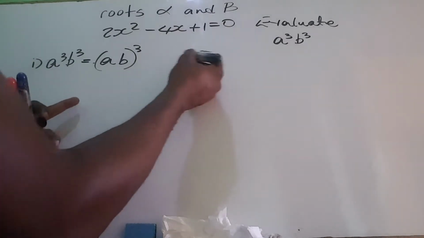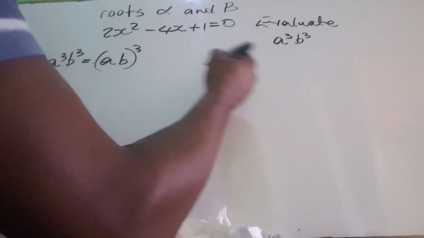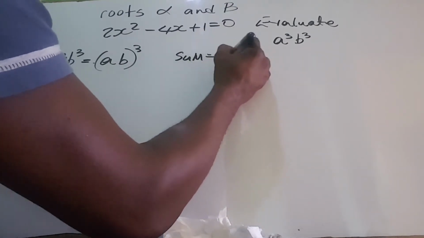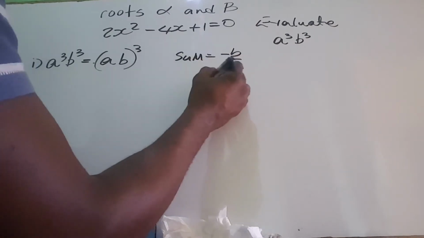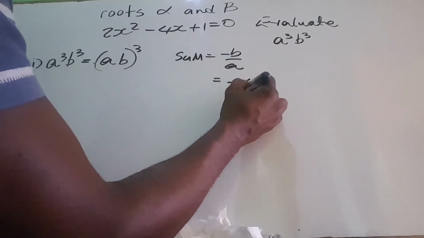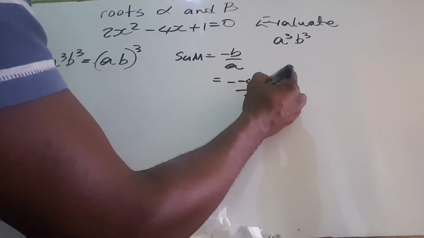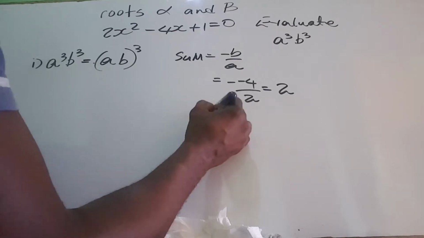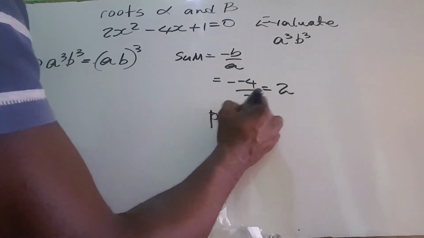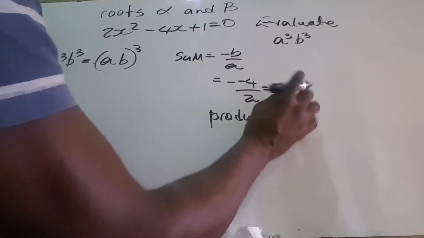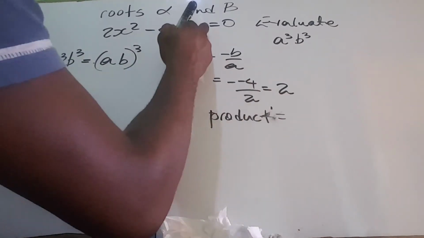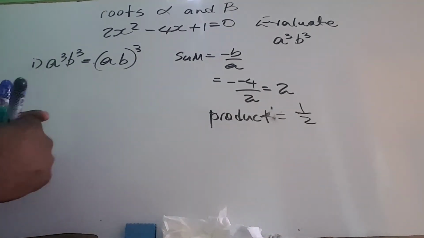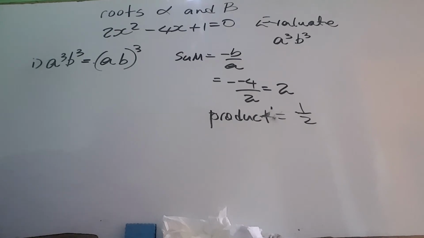In this case we could write down a few things. The sum is equal to minus b over a, and in this case you're looking at minus 4 over 2, which gives us positive 2. That is the sum. While the product is c over a, which is 1 over 2. So the product is a half. The sum is 2 and the product is a half.